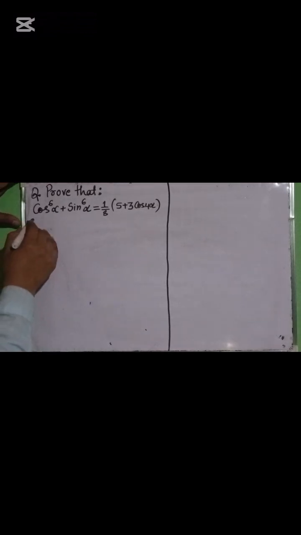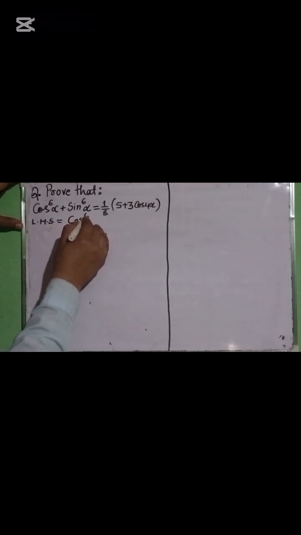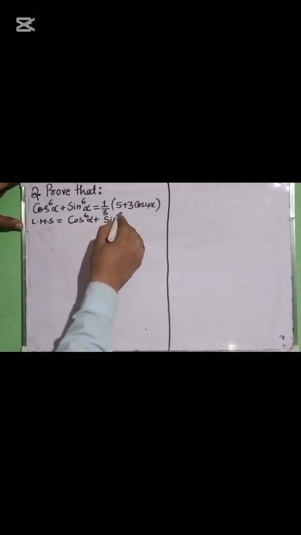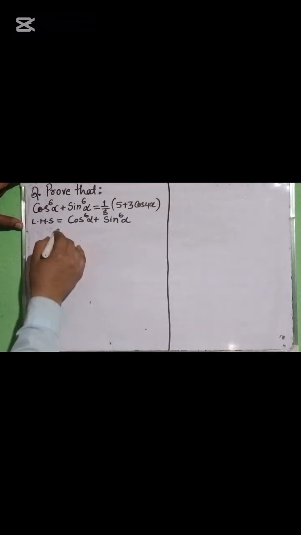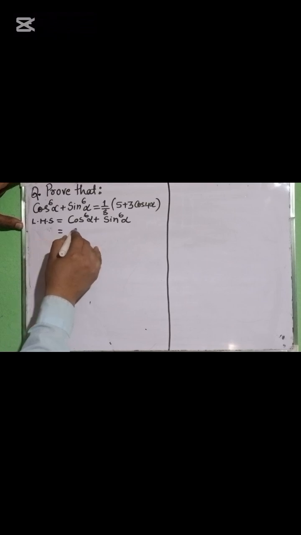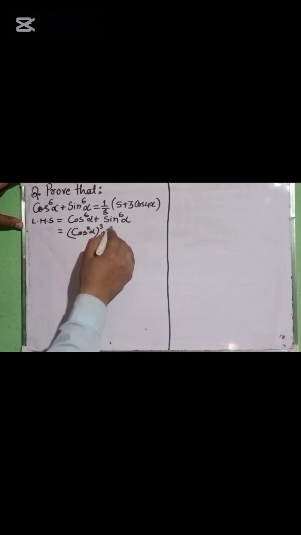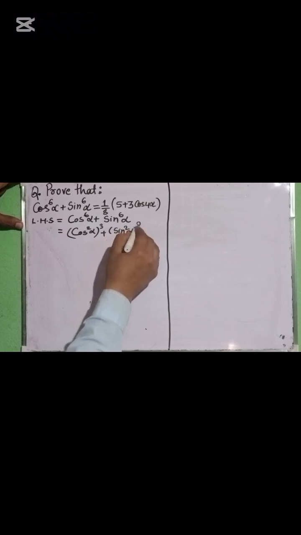Here, according to this question, the left hand side is given cos power 6 alpha plus sine power 6 alpha. Then we can express it as a cube. Then we can write here cos square alpha whole cube plus sine square alpha whole cube.